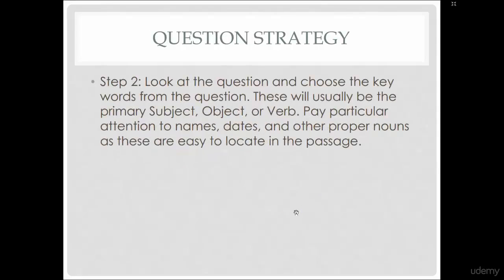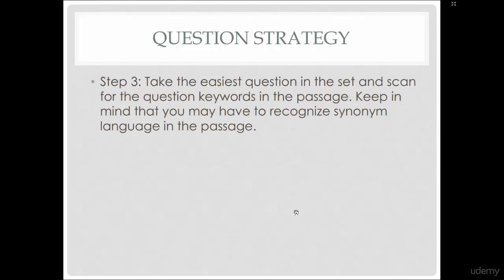So the next thing you want to do in terms of step 2, after you have sorted out which questions you're going to do first, is you want to look at the question and choose the keywords from the question. These will usually be the primary subject, object, or the verb. Most likely it's going to be your subject or object that you're looking at. And you want to pay particular attention to names, dates, and other proper nouns, as those are easy to find. Step 3, you want to then take those keywords from the question, scan the passage for those keywords. You want to find the sentence that those keywords are coming from.